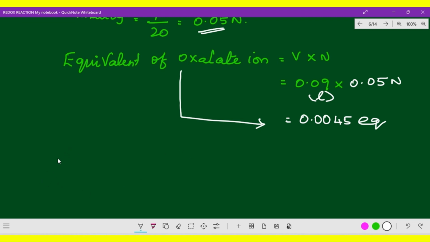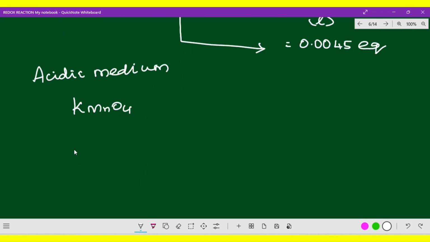Now let us identify the further point. This reaction is basically in acidic medium. In acidic medium, KMnO4, you know very well, in that acidic medium MnO4 minus is converted to Mn2 plus, right?